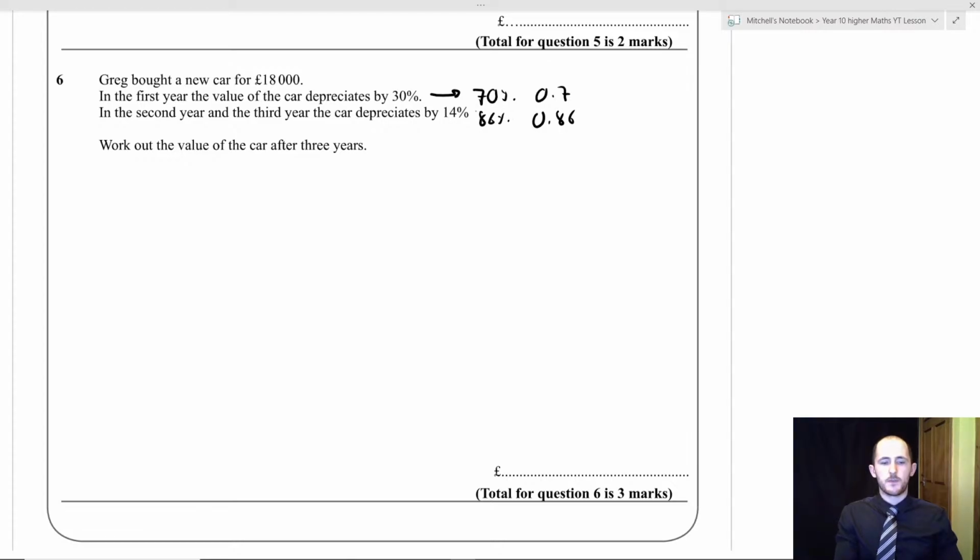0.86. So if we did this all in one line, you have 18,000 multiplied by 1 year of decreasing by 30%, multiplied by 0.86, and how many years does it decrease by 14%? Well, it's the second and third year, so it would be 2 years. And in total, we have 3 years done.